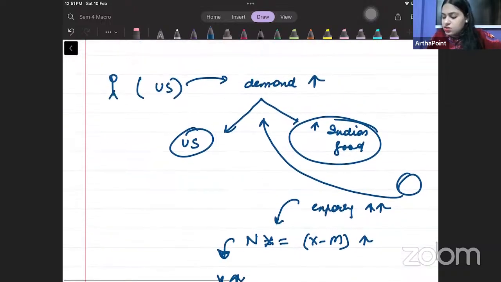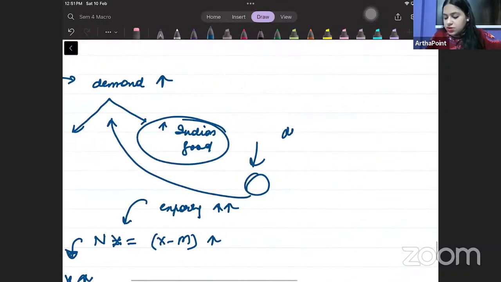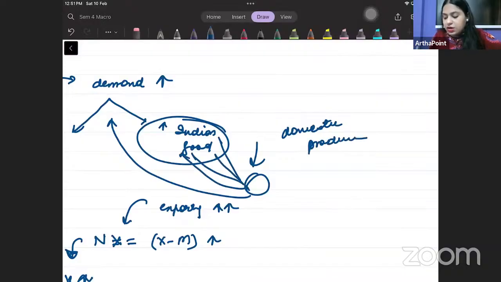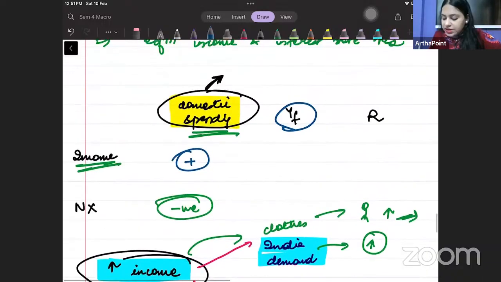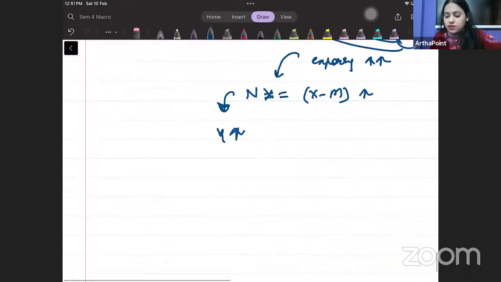If I am able to sell more, ये डोमेस्टिक प्रोड्यूसर है बच्चे. अगर ये डोमेस्टिक प्रोड्यूसर ज्यादा सेल कर पा रहा है इंडिया के बाहर, तो his production is increasing, he is able to sell more, so his income will also increase na. So both net exports will increase and income will increase. Clear? Now bache, let's talk about depreciation of the currency.